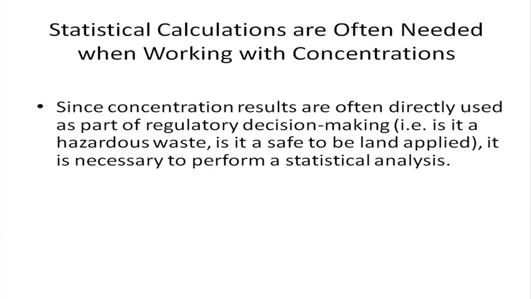There are some matrices for some elements in which ICP doesn't work very well, so we like to run the graphite furnace atomic absorption method to do those kinds of analysis. So that's how we get all these different instruments which are used to get the data.